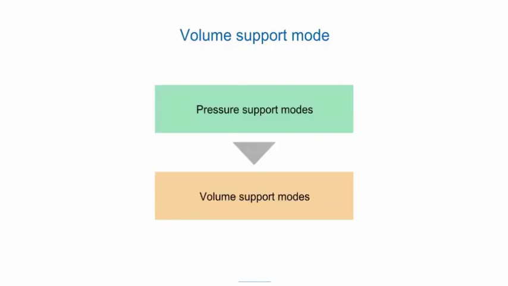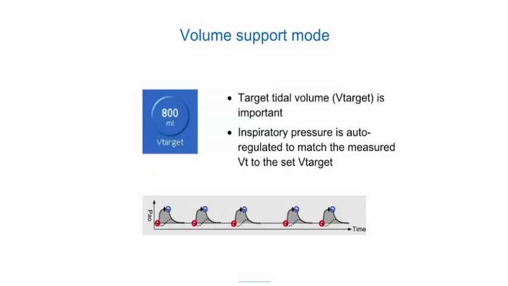Volume support mode. The volume support mode is derived from the pressure support mode, and is relatively young. Its clinical benefits and limitations are not yet fully known. Target volume is a critical control of volume support mode. The ventilator automatically regulates the inspiratory pressure after every breath to match the monitored tidal volume to the set target volume. You need to adjust the setting of target volume to meet the patient's ventilatory demand, which may change over time. Failure to do so can lead to unwanted hyperventilation or hypoventilation. The volume support mode has just one possible scenario.